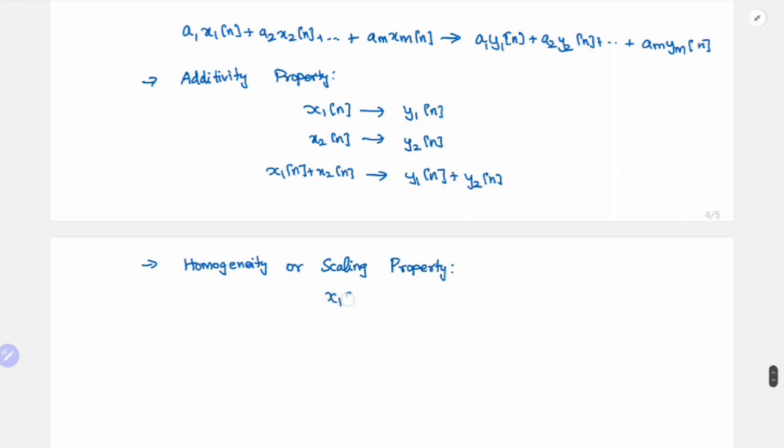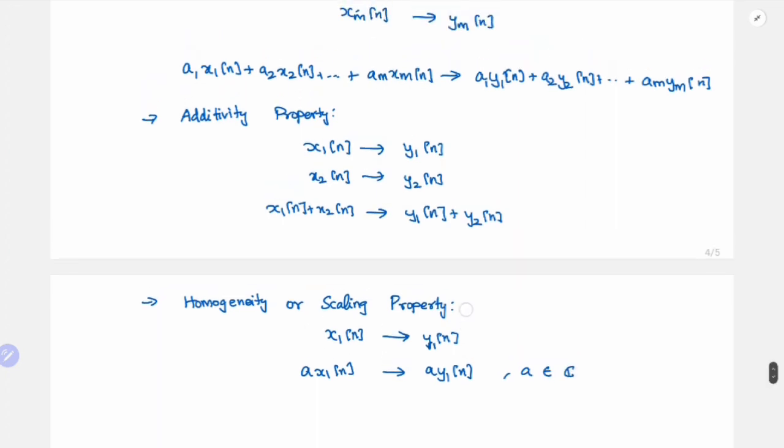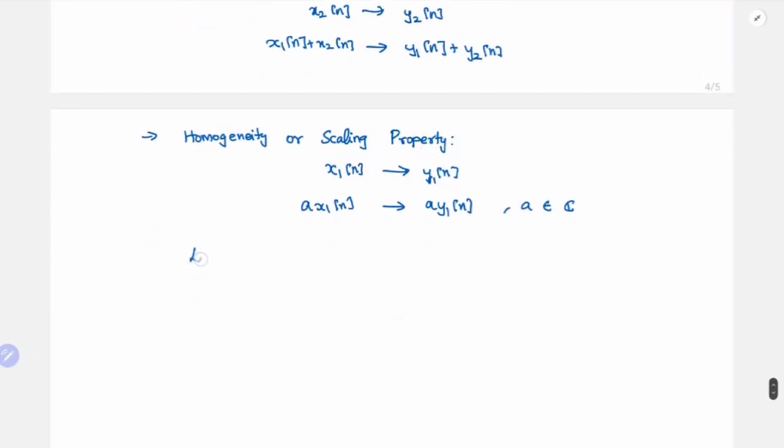So if you have x1 of n giving y1 of n, then a x1 of n should give you, what should it give you? It should give you a y1 of n. So here a can be a complex number. Okay. So one important fact to notice for a linear system is that for a linear system, zero input should give zero output, right?